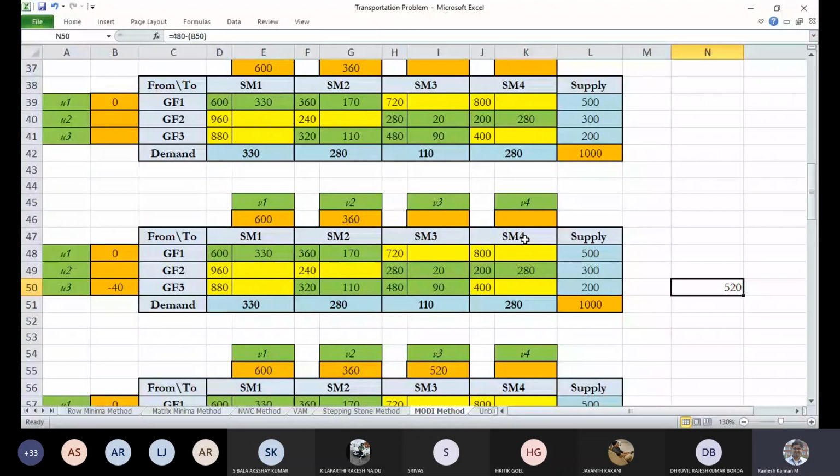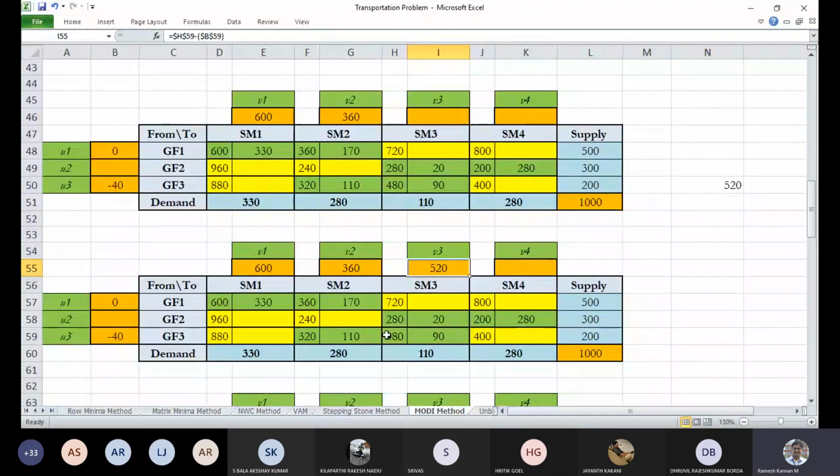So once you know the value of V3, you can easily find U2. So 280 minus 520, which is nothing but Cij minus Vj equals Ui. So Ui here is minus 240. Say, here it will become minus 240.